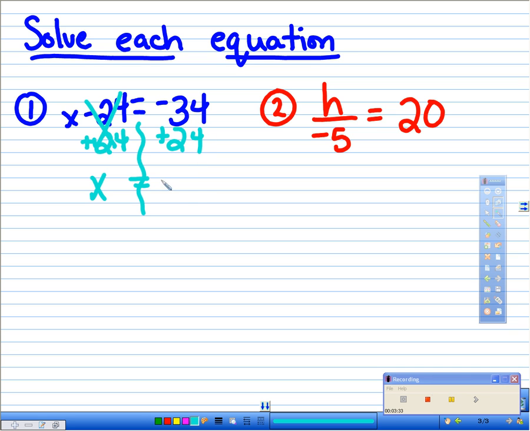-34 plus 24 is -10. If I really wanted to, I could check my answer. -10 minus 24 does equal -34. It checks out to be true. Let's take a look at the other side.